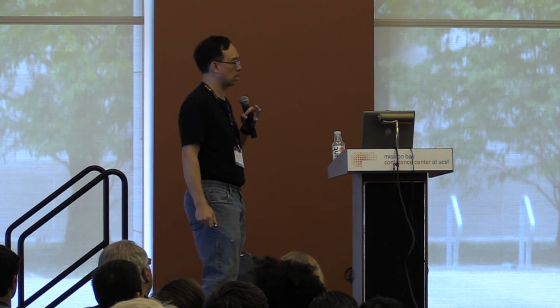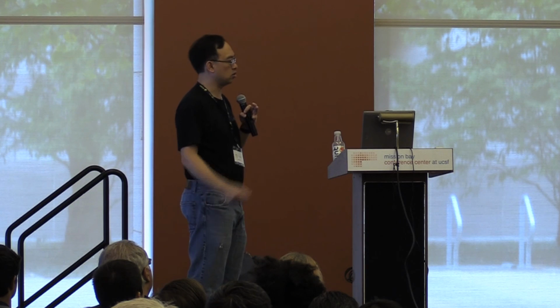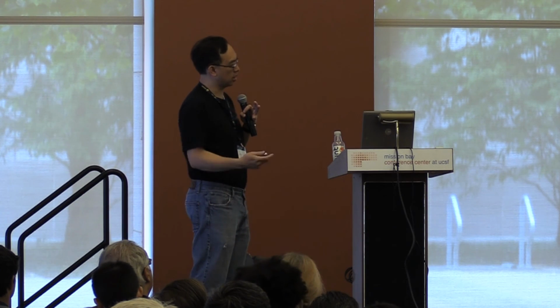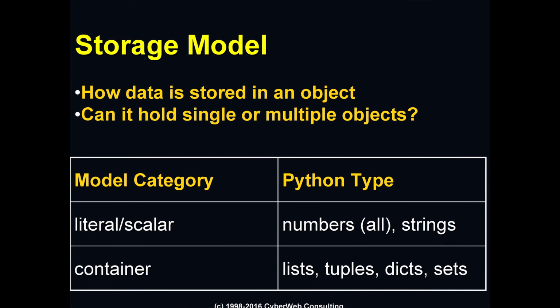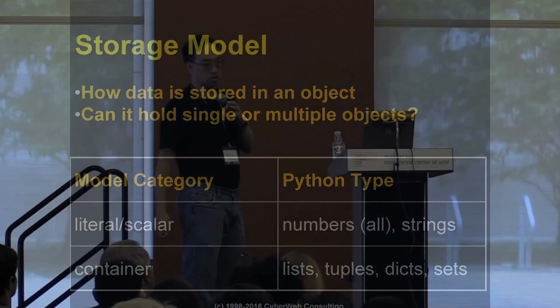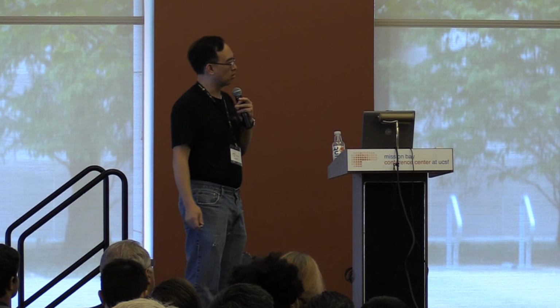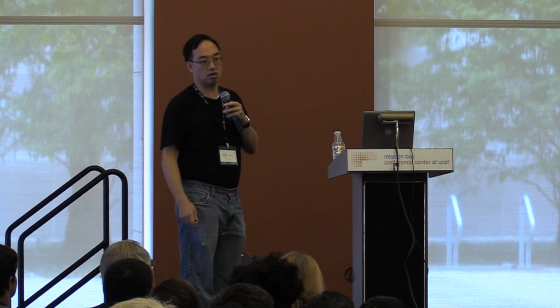So the way I like to do it is I like to categorize all the standard types using 3 different models: storage model, access, and update model. So we'll go through each of the 3. Storage model is basically asking the question, is this a container or not a container, right? If it's a literal or a scalar, that's like all numbers and strings, they're not containers, right? But lists, tuples, dictionaries, and sets are containers.